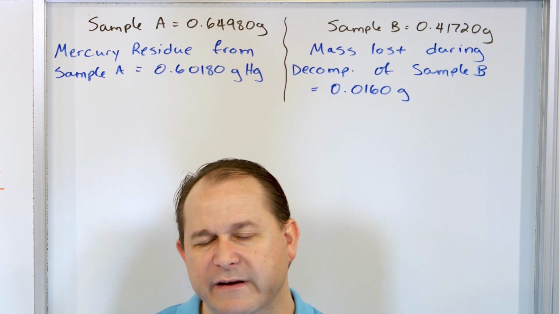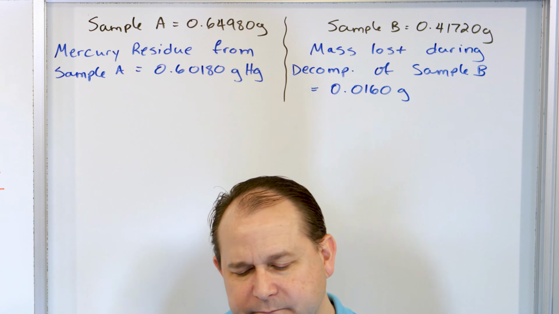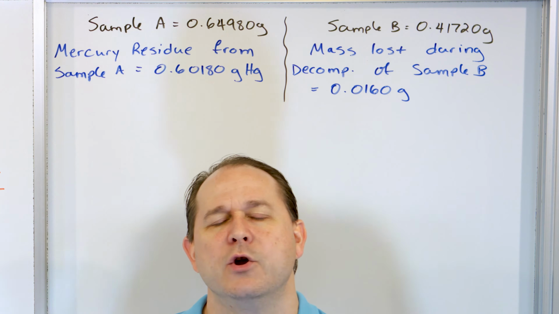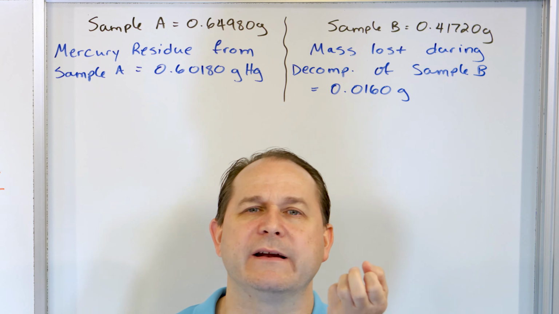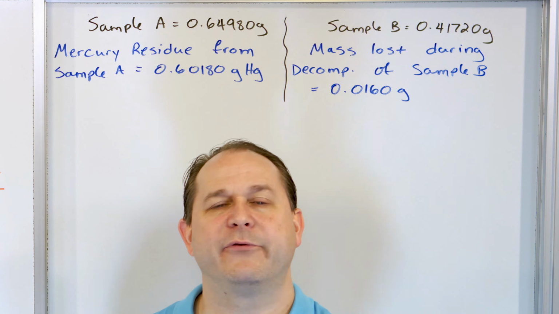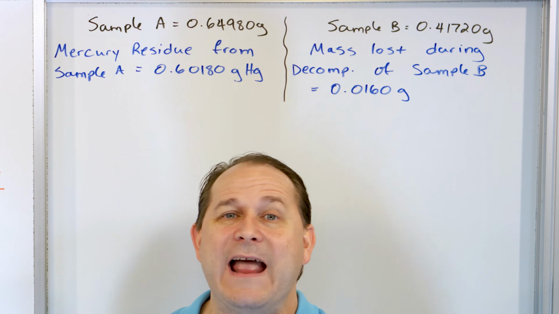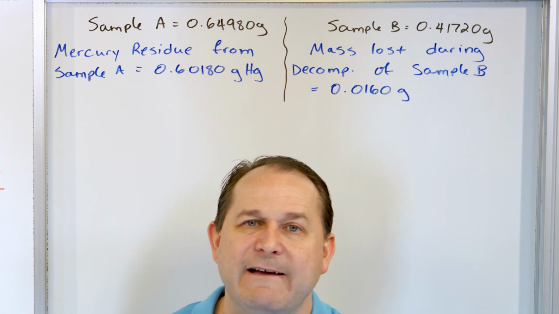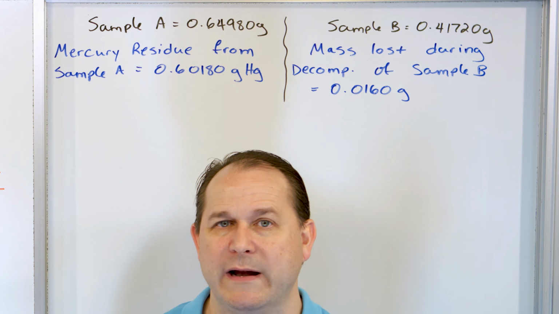The first compound, sample A, has a mass of 0.64980. Mercury residue from sample A is 0.60180. What does mercury residue mean? It means I have the compound, with mercury and oxygen in it, in a vessel, and I heat it up and the oxygen all escapes. What has to be left behind? If the oxygen escapes and the only things in the compound initially were mercury and oxygen, then what is left behind must be the mercury. The oxygen must have been what escaped.